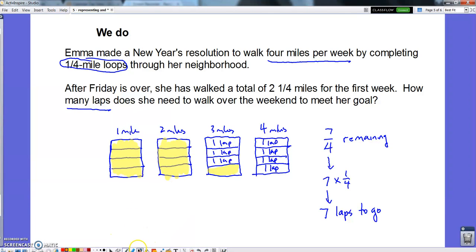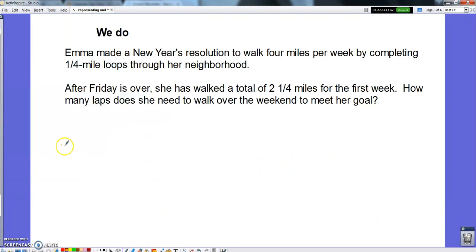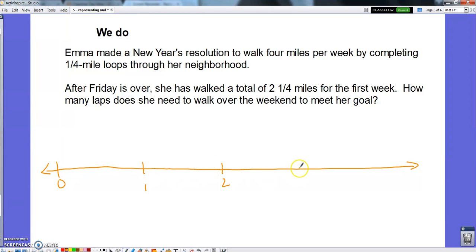Let's show this another way today. This one, especially when you're doing a distance, it's kind of weird to represent a mile with a block, but the number line is really sometimes kind of nice for distance questions. So what I want to do is make a number line here, and I'm going to go up to 4 since she wants to do 4 miles. 1, 2, 3, 4. And I'll give my number line a title. I'll just say this is miles walked.